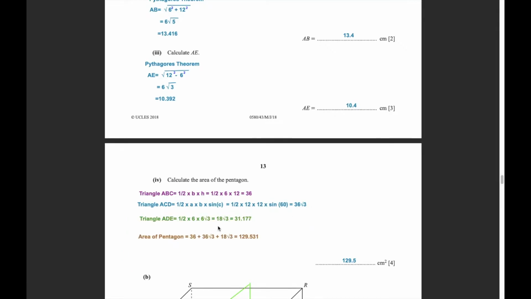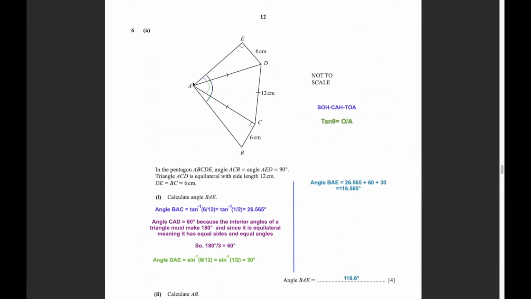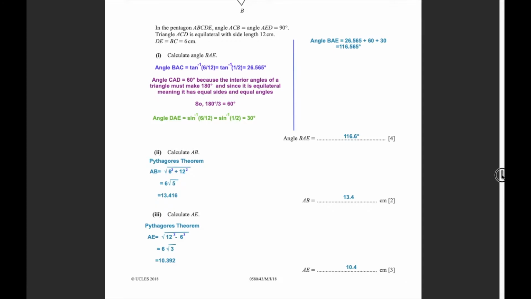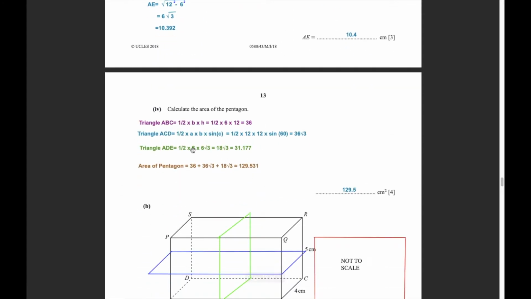Now, the triangle ADE, which is again a right angle triangle, we're going to have half times the base times the height, which is the one that we found. It's not 12, so just be careful with that. It is 6 root 3. So we multiply that, it gives us 18 root 3.